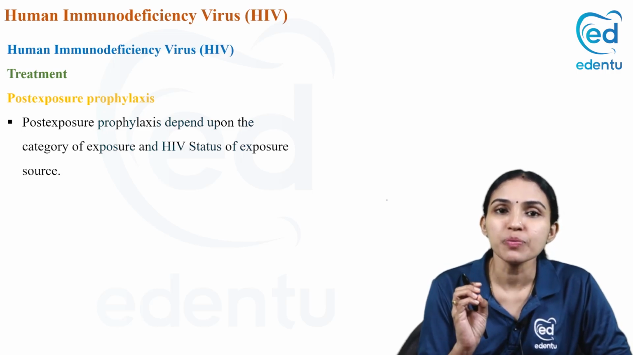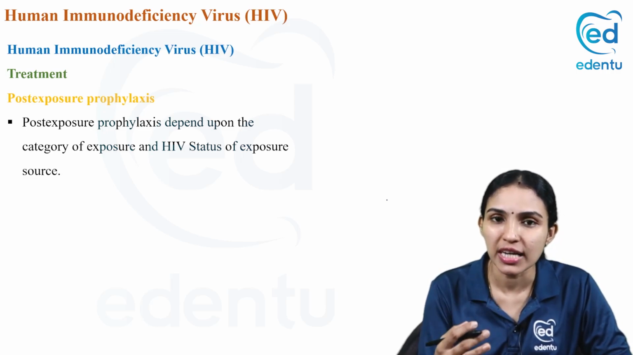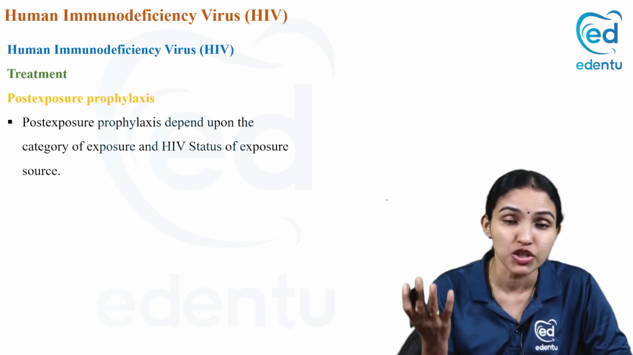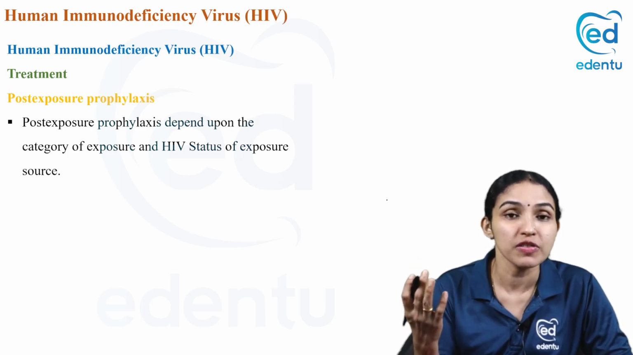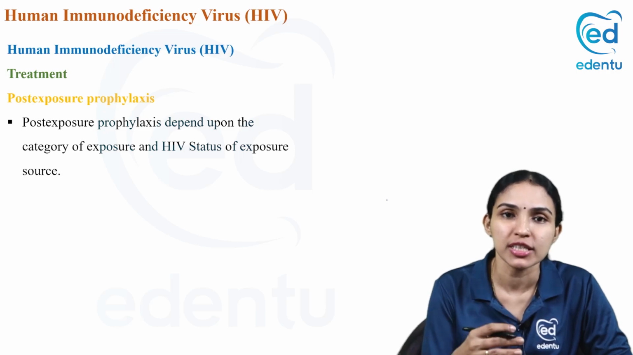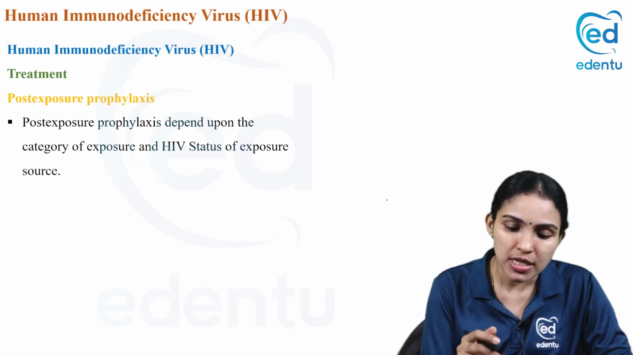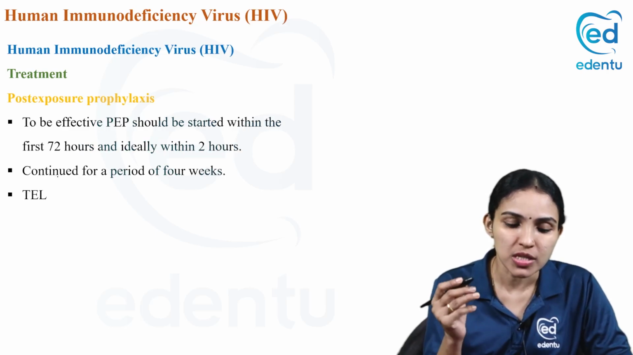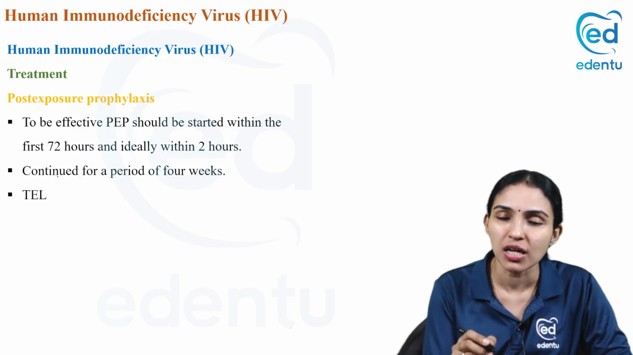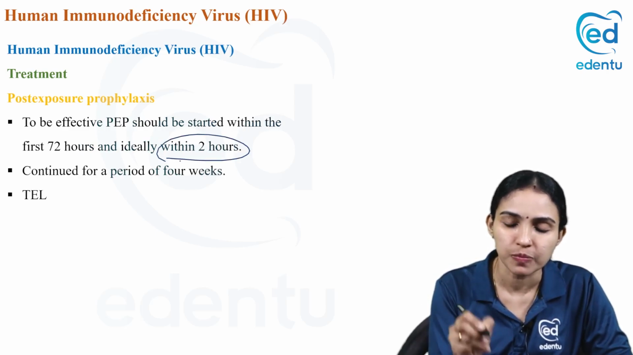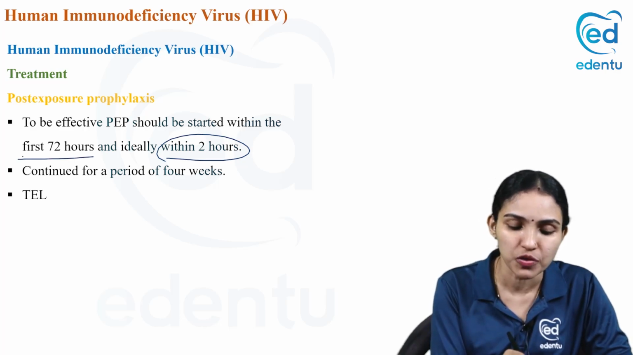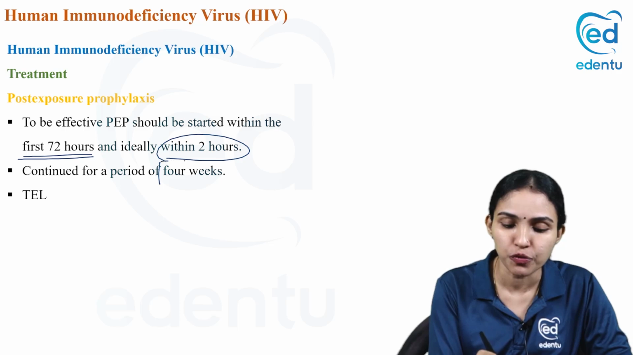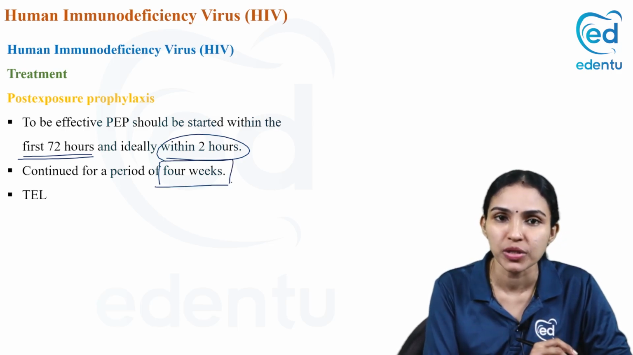Now you should know what post-exposure prophylaxis is. As we are all healthcare workers, we may be exposed to needle stick injury or body splashes of blood and body fluids. If it is from a positive patient, you have to take post-exposure prophylaxis. That will depend upon the category of exposure and the status of the source patient. You have to start the treatment within 2 hours, or at least within the first 72 hours. It should be started immediately and continued for a period of 4 weeks. One month you have to take the treatment.